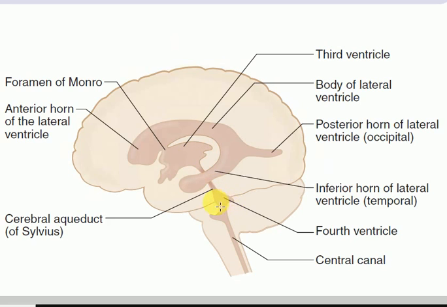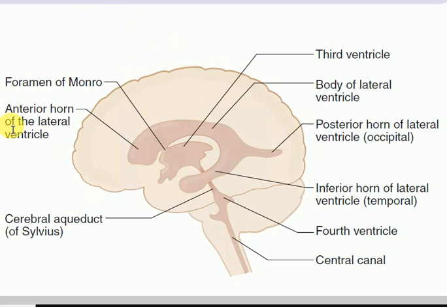And then the third ventricle communicates with the fourth ventricle through the cerebral aqueduct. This cerebral aqueduct is going through the midbrain, and this is the only part of the brain that does not contain a ventricle. So the cerebral aqueduct is not a ventricle. It's a channel that is connecting the third to the fourth ventricle. And then the fourth ventricle, in the upper medulla, is in communication with the central canal of the spinal cord.